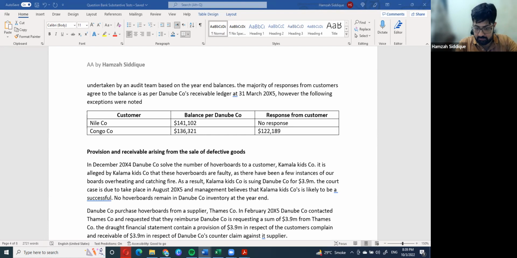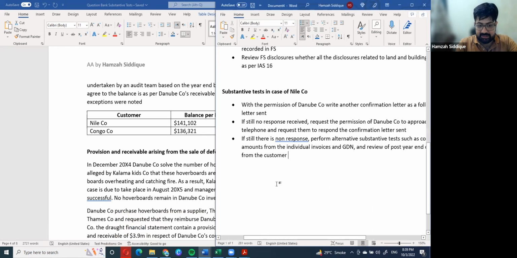So, we will draft that audit procedures on substantive tests on which Congo company. Substantive tests on the Congo company. Yes.